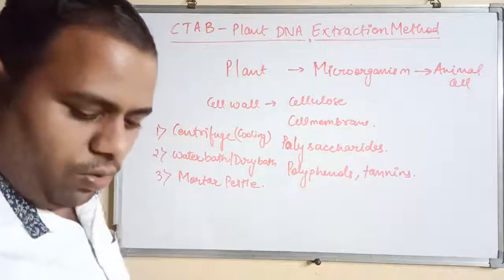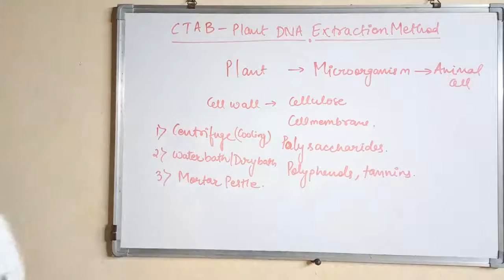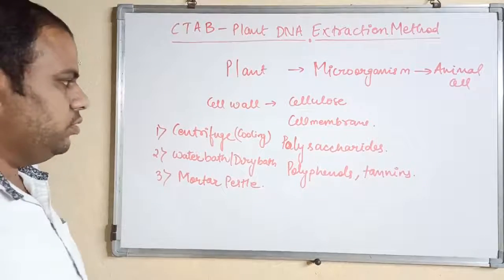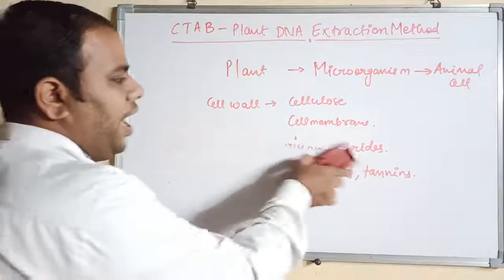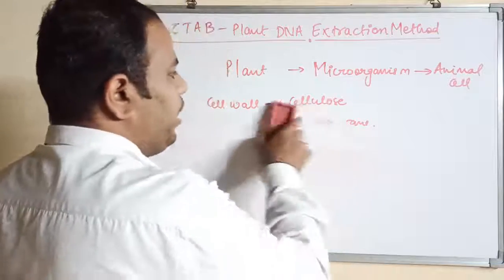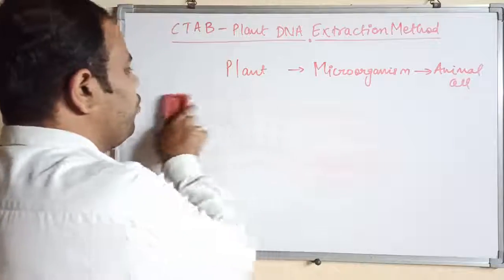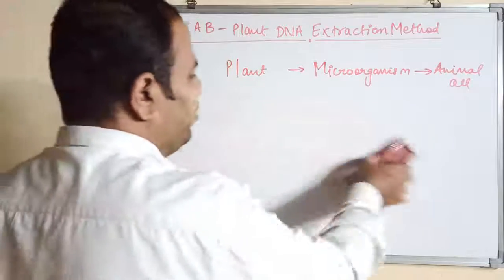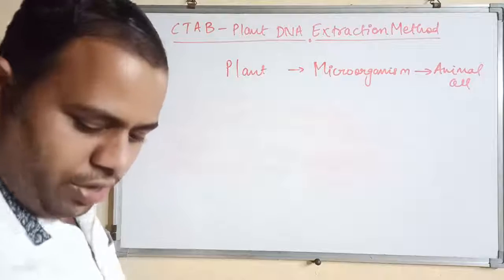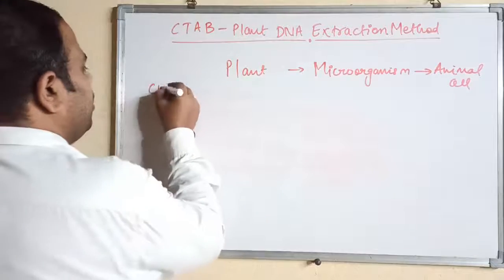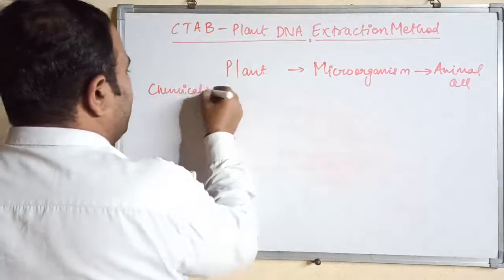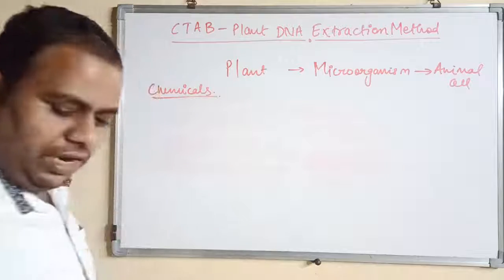So let's see now the chemicals that are required in CTAB plant DNA extraction and their preparation also. Meanwhile, I am also going to tell you the roles of all the different chemicals that are present in CTAB plant DNA extraction. So first of all, the first chemical that is required is liquid nitrogen.